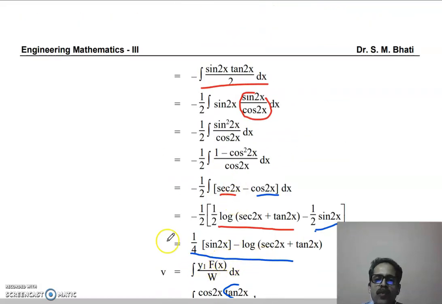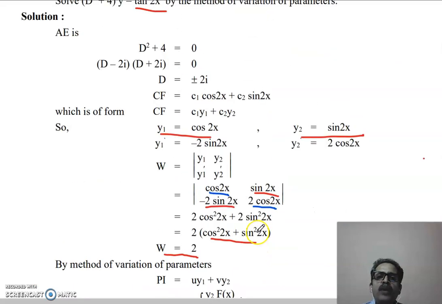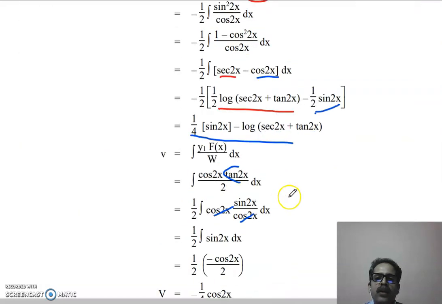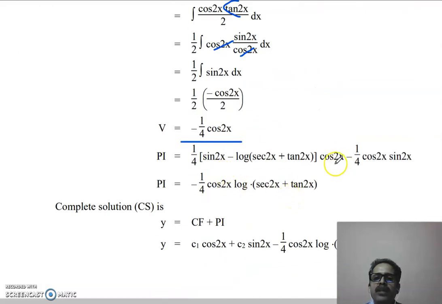Now put the values of U, V, and y1, y2. Put these four values in this important equation, because this equation supplies you PI as U y1 plus V y2. y1, y2 are obtained from CF, and just now we obtained U and V. Put them here on the right side.